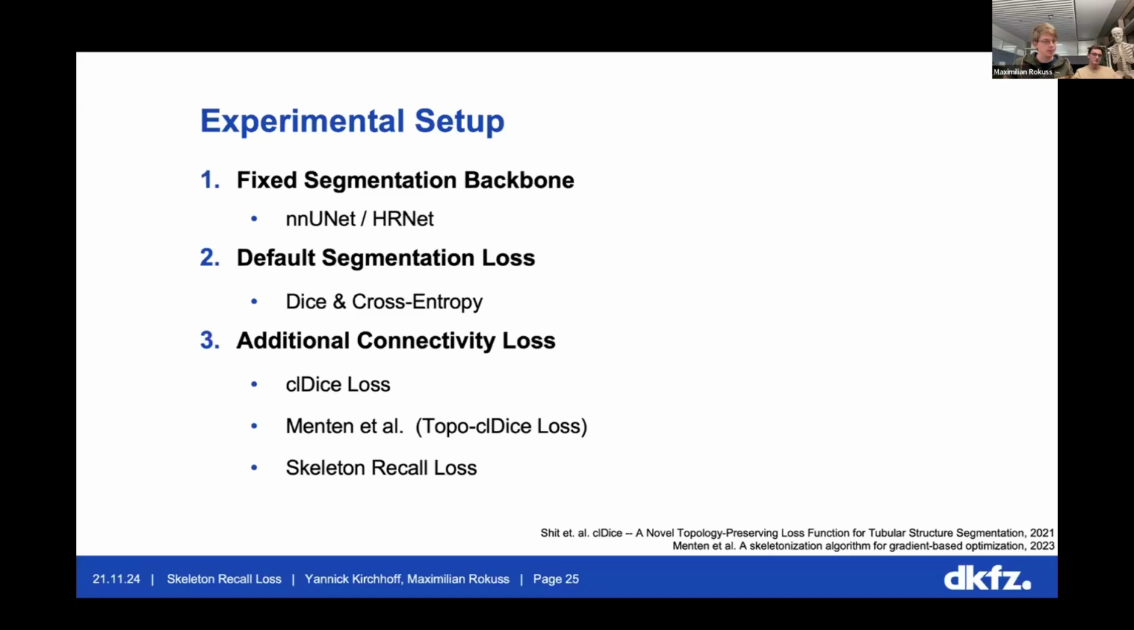In addition to that, we had some connectivity enhancing loss function. This was either just the default CL dice or what we call in our paper topo CL dice loss. There was this method from Menten et al., which Max mentioned before, which introduced this topologically accurate differentiable skeletonization, and basically we replaced in the CL dice loss calculation the differentiable skeletonization with this accurate skeletonization algorithm. And then, of course, we also have our new skeleton recall loss as an additional connectivity loss function.